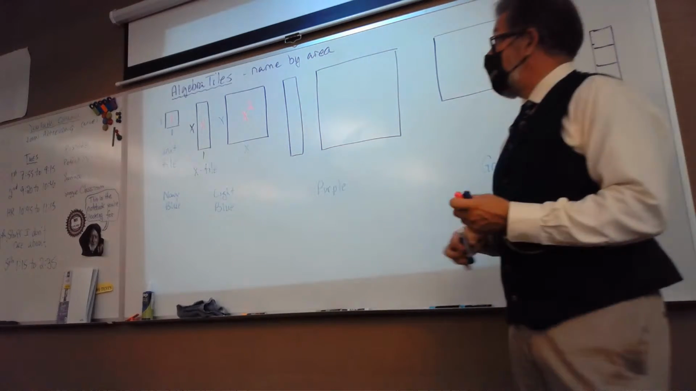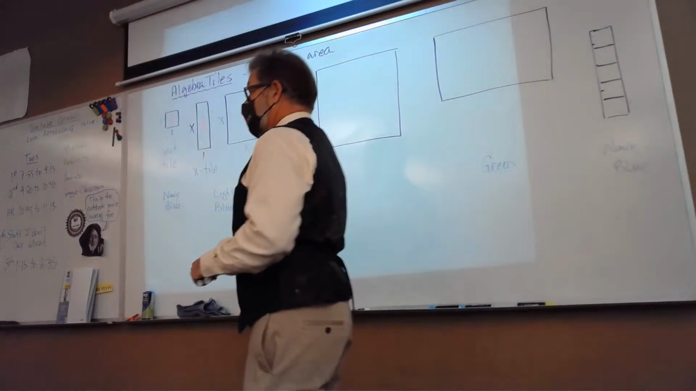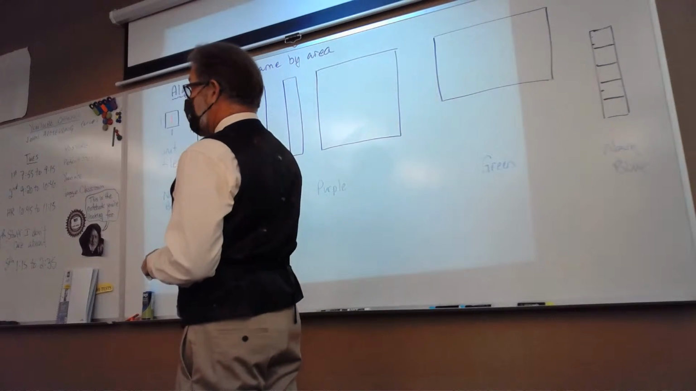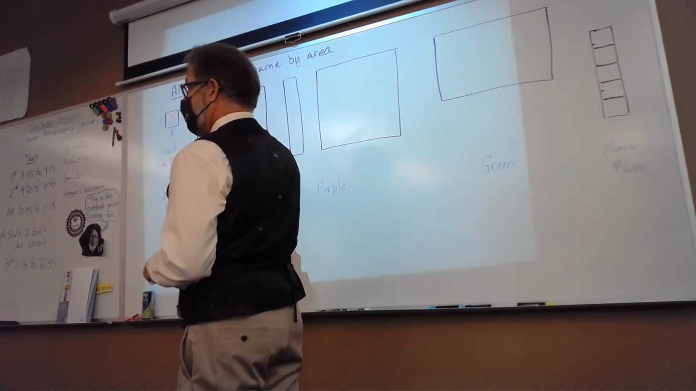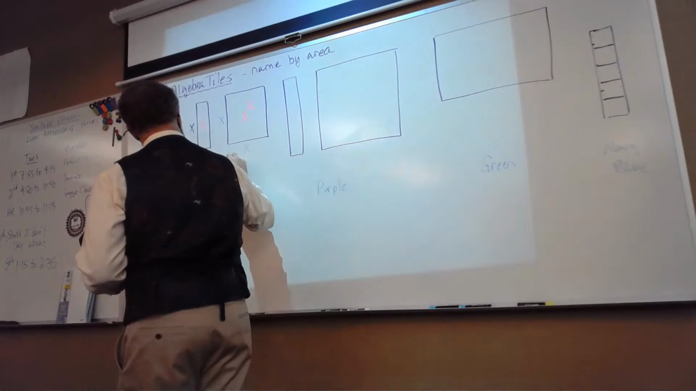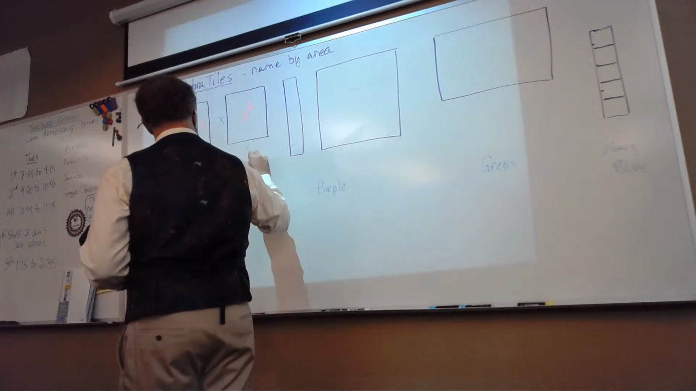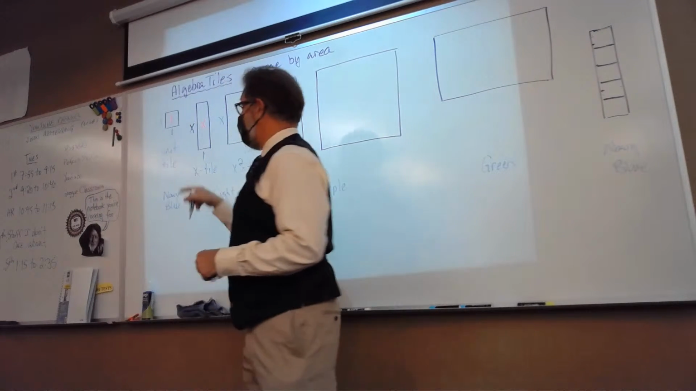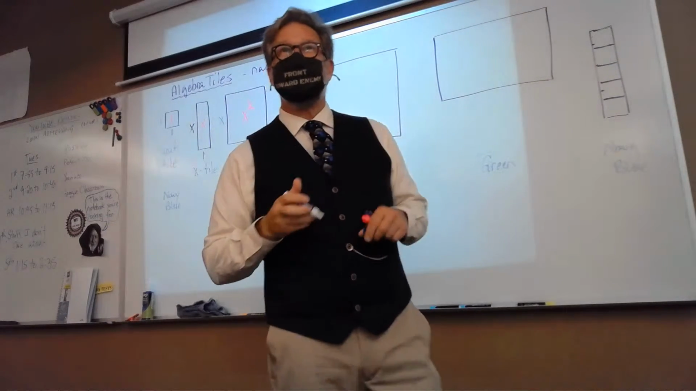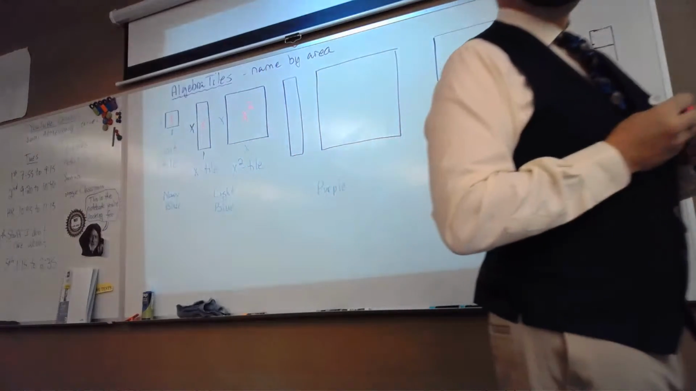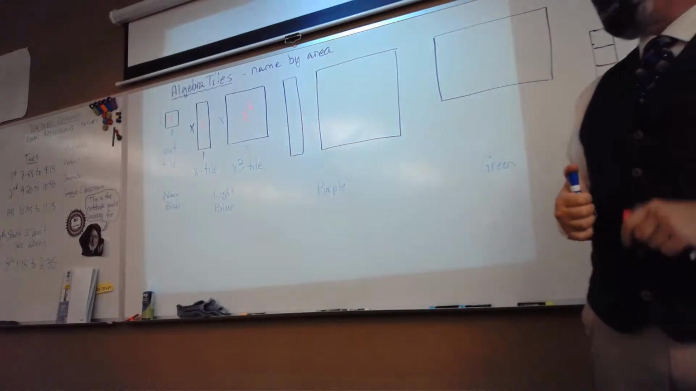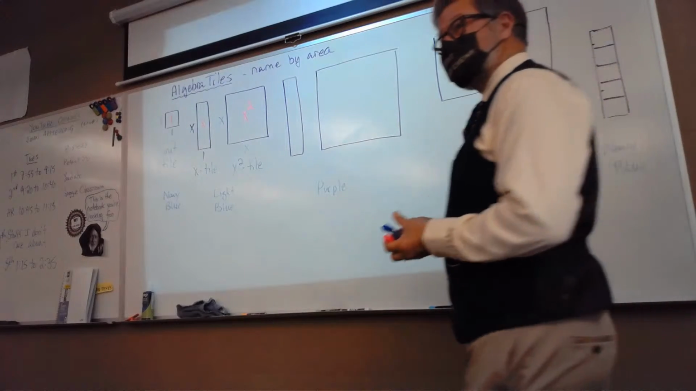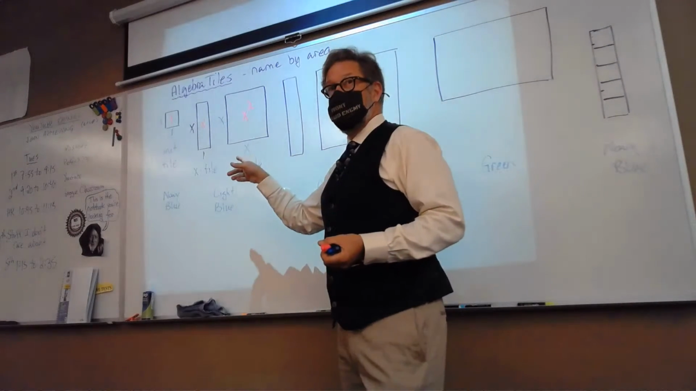Rias, what are we going to name this tile? X squared. Yeah, we're going to call this the X squared tile. Notice I like to put a little dash in between so I know they're together. The X tile and the X squared tile. We good?